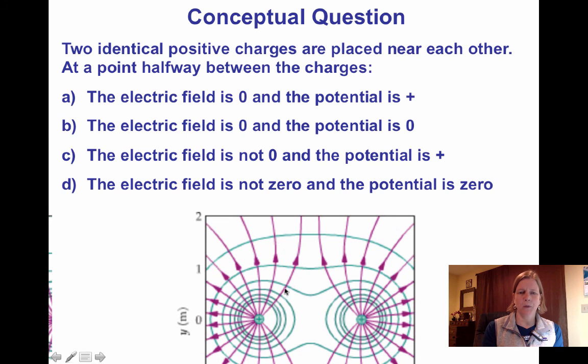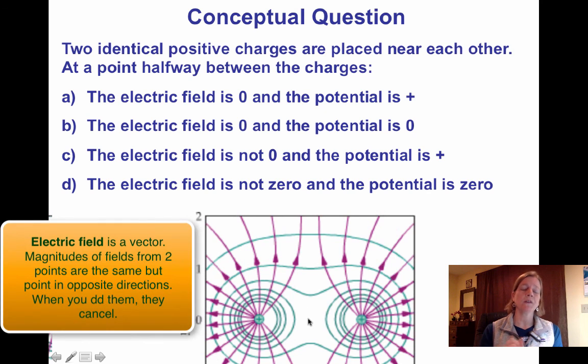The pinkish purple lines are electric field lines. The blue-green lines are potential lines in this case. And we're asked about what's happening right between the two charges, right where my arrow is resting. All right, so is the electric field 0 and potential positive? Well, this is actually a little disappointing that's the first choice, because the electric field here indeed would be 0.